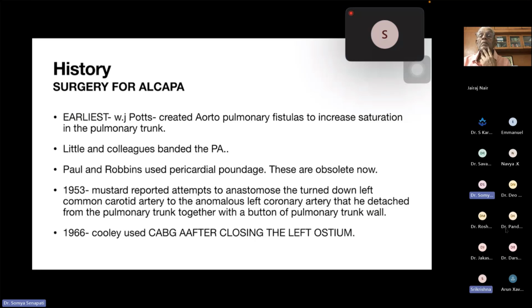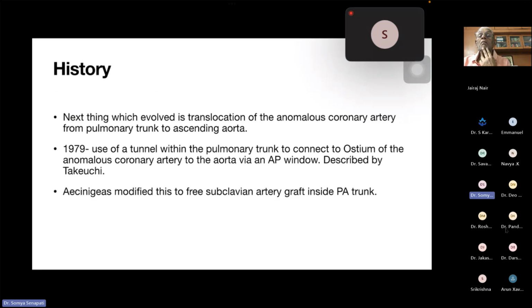In 1953, Mustard reported attempts to anastomose the turned down left common carotid artery to the anomalous left coronary artery system, which he detached from the pulmonary trunk together with a button of pulmonary trunk wall. In 1966, Cooley used CABG after closing the left ostium. The next thing which evolved was the translocation of the anomalous coronary artery from PA trunk to ascending aorta, which is the most preferred surgical correction nowadays.